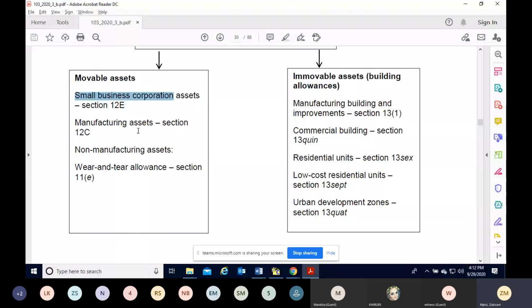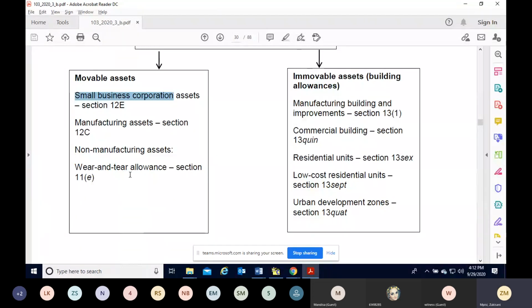So 12C, it's 40, 30, and 20. But we'll be able to cover this at a later stage. So it's 50, 30, and 20. And for non-manufacturing assets, it's over a 4-year write-off, which is 40% and then 20% each year for the next 3 years.